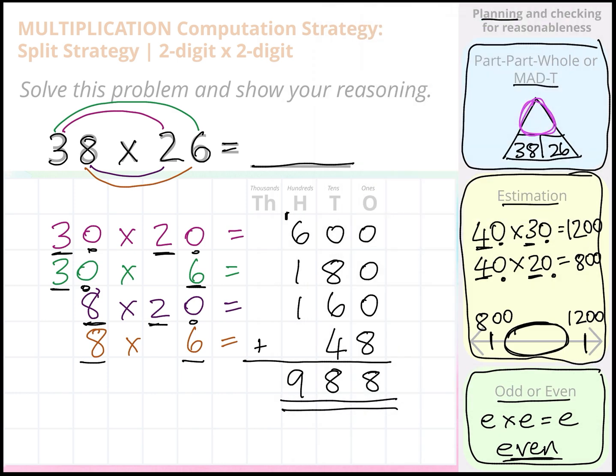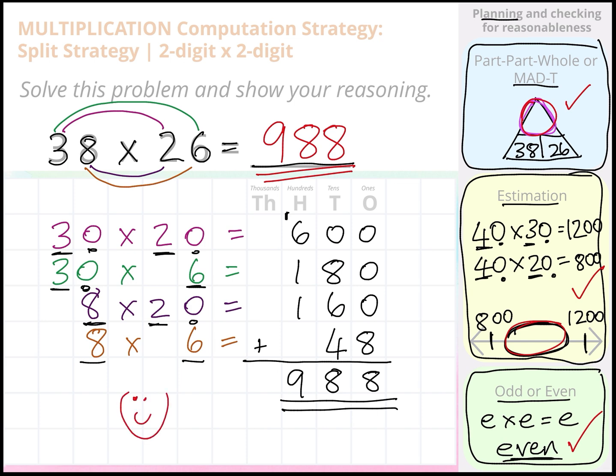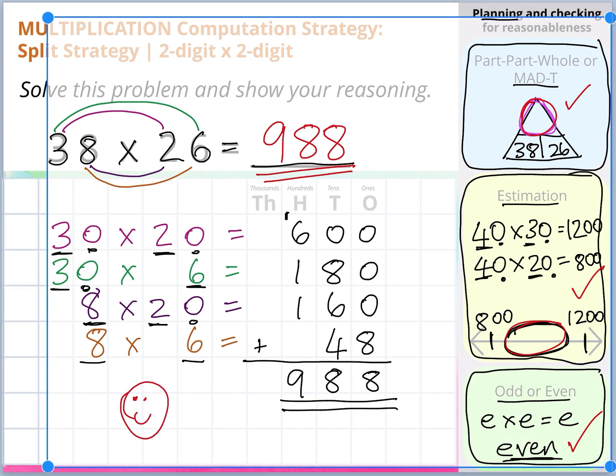And let's see if we are on the right track. So is our answer greater than those two numbers? Yes. Is our answer between 800 and 1,200? Yes. Is our answer even? Yes. I'm pretty happy with this answer, so I'm going to write it up here. 988. And I'm ready to move to the next question.